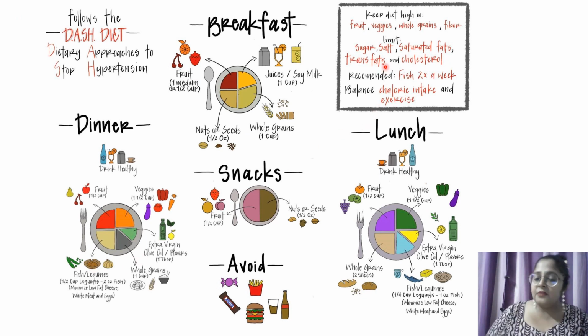So we need to keep the diet high in fruit, veggies, whole grains and fibers. If we take whole wheat, a good amount of leafy vegetables and other vegetables and nuts, we'll definitely keep a good amount of fibers. And we have to limit sugar, salt, saturated fat, trans fat and cholesterol. And good fish, 2 times a week. Along with that, we can take lean meat, and definitely we have to balance between calorie intake and exercise.